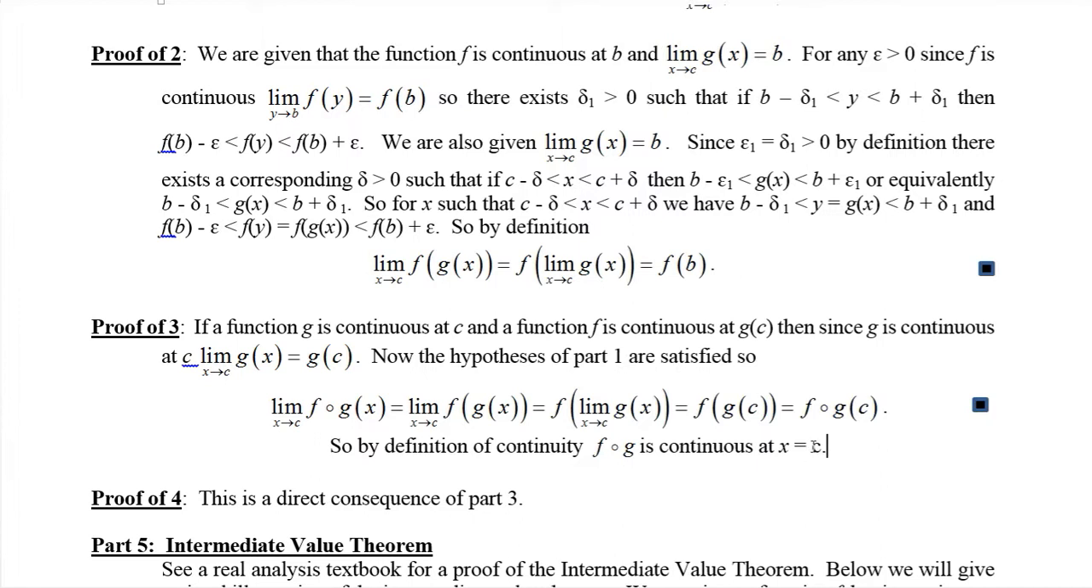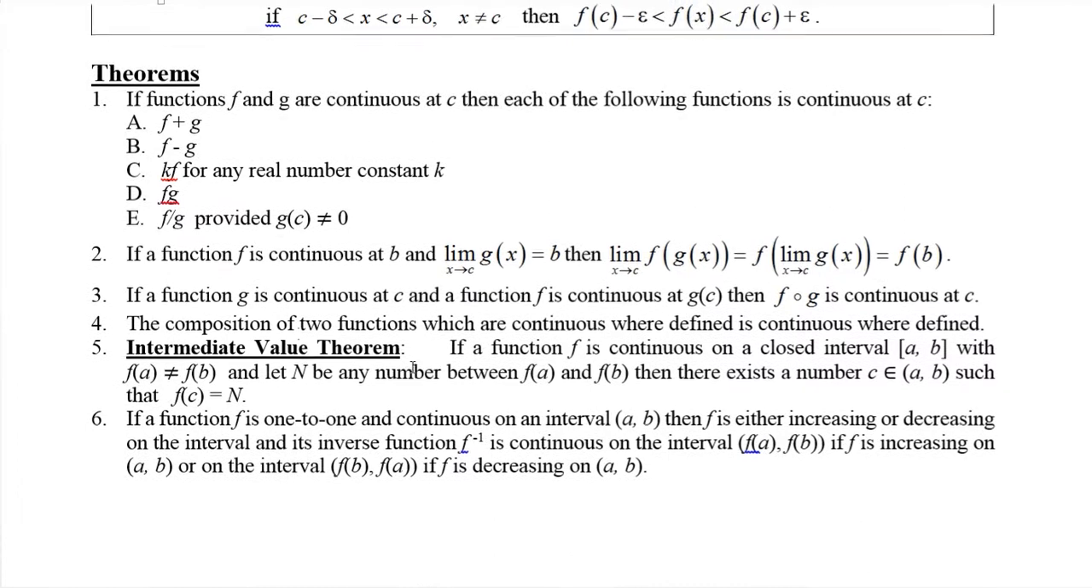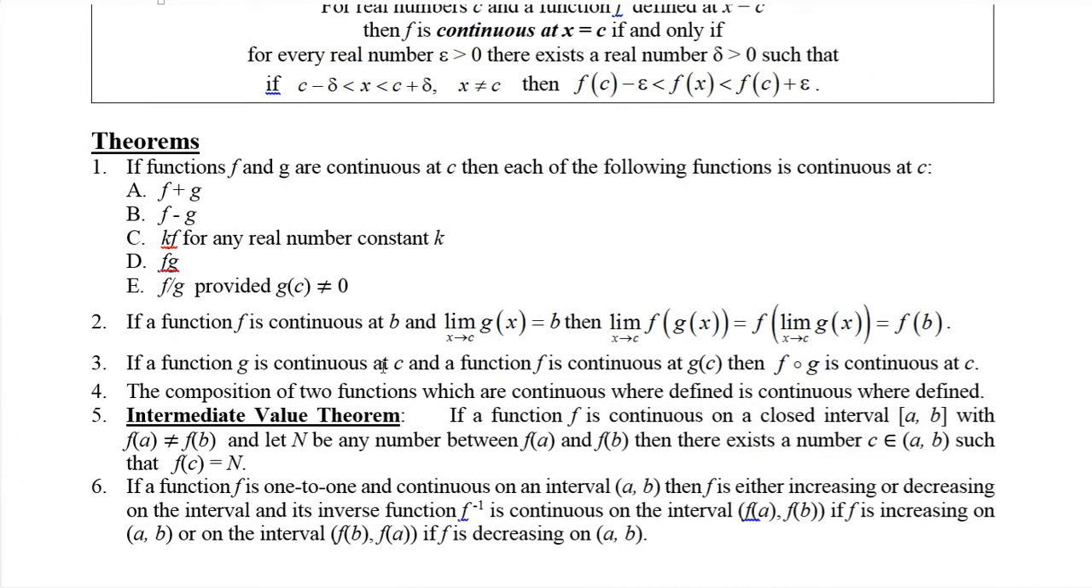Okay, so by the definition of continuity, we get that. And number 4 was really just number 3 again. It's just saying that at every point c where this is continuous at c, well, if both of these are continuous everywhere they're defined, then the composition is going to be continuous everywhere the composition is defined.